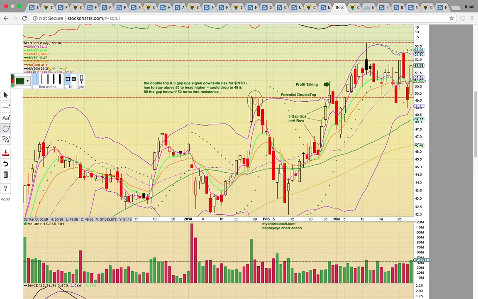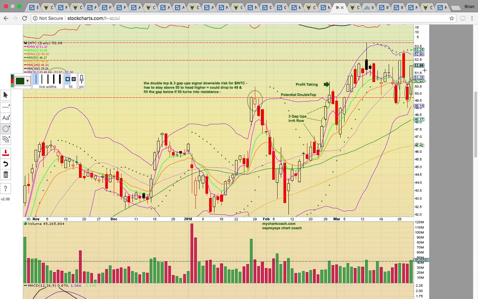The last two times that it got above the middle Bollinger Band, it quickly pulled back. You do not want to see that kind of action. So if you're a bull and it pulls back below that middle Bollinger Band, that's going to be a major red flag.